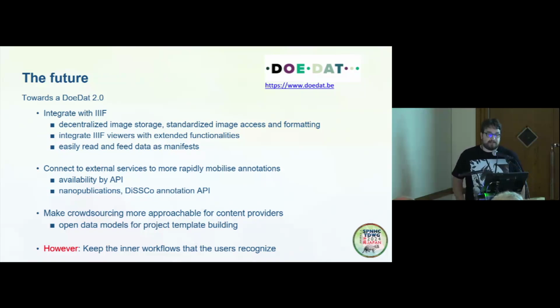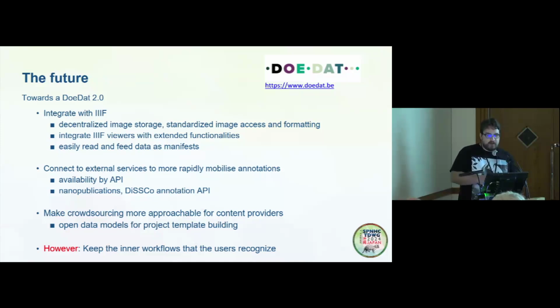Related to that is how we want to be able to mobilize these annotations. Currently, that's mostly done by CSV exports, which take quite some time and are not easy to access by all the different users of the platform. So we want to change that to more availability through the API.